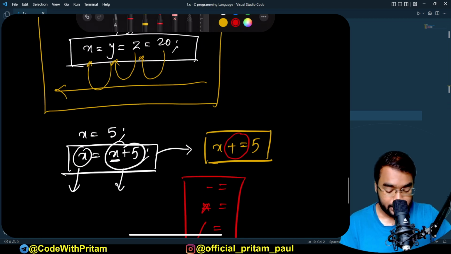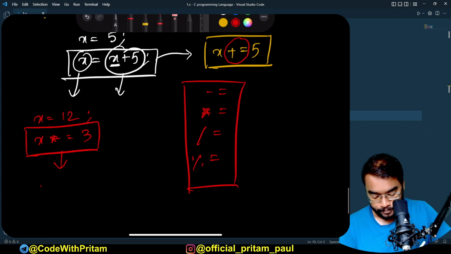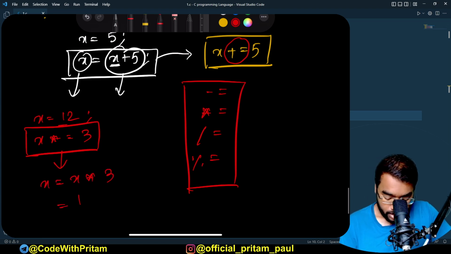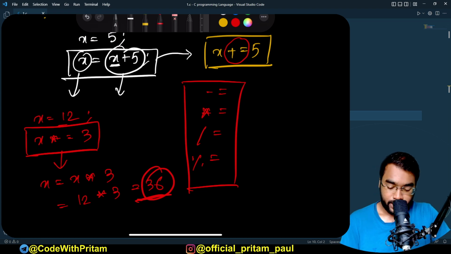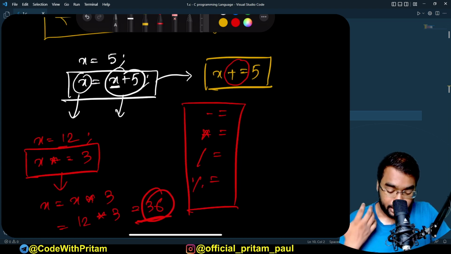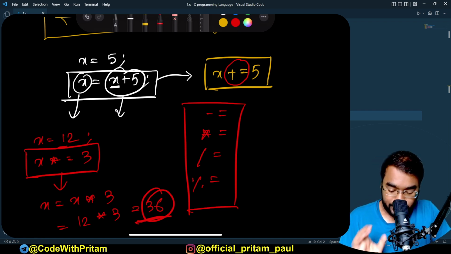Definitely. So this is another thing: if you want to write x equal to 12 and x asterisk equal to 3, this means x equal to x asterisk 3. x has the value 12, that means 12 into 3, which is 36. That's it. So in this way we can use other assignment operators to code very efficiently. So this is all about assignment operators.